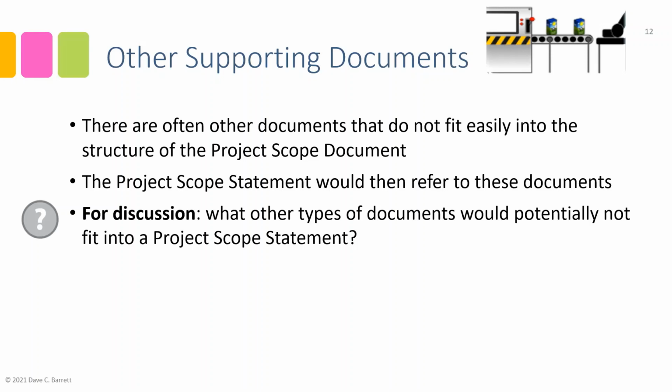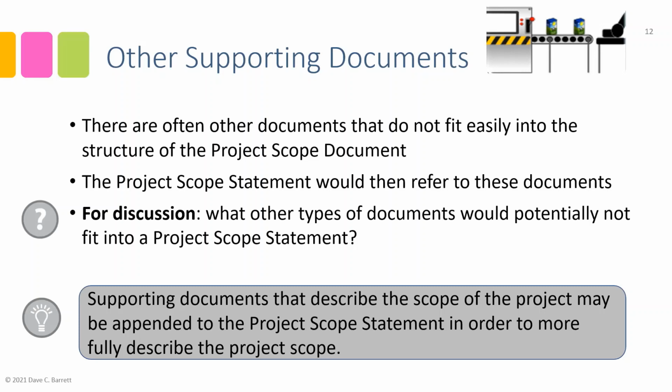So it's important to understand what the project scope is, and that's what a scope statement documents. Again, key concepts: supporting documents that describe the scope of the project may be appended to the project scope statement in order to more fully describe the project scope. So we shouldn't think of the project scope as a single document. It may be a collection of documents, and the project scope statement is the index to them. It's the one that points you to the other ones, if there are other documents.